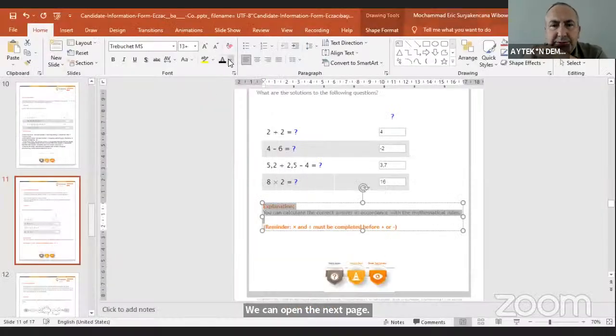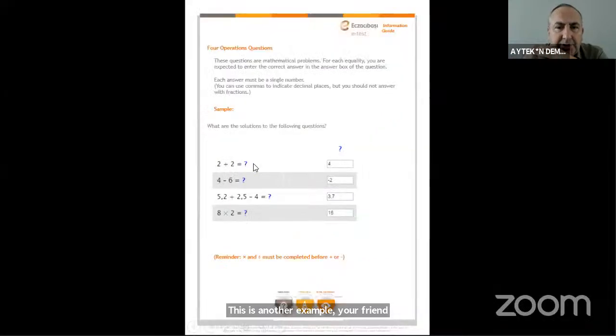This is another sample, dear friends. These questions are mathematical problems. For each equality, you are expected to enter the correct answer in the answer box of the question. Each answer must be a single number. You can use commas to indicate decimal places, but you should not answer with fractions.